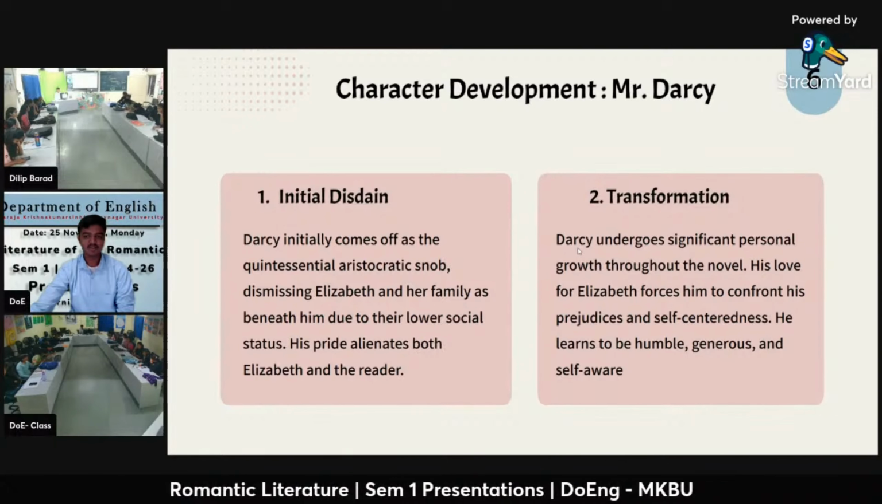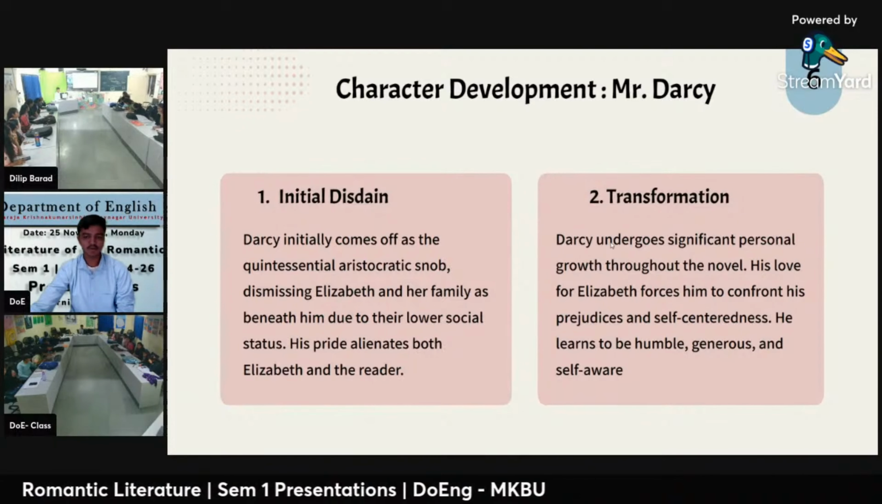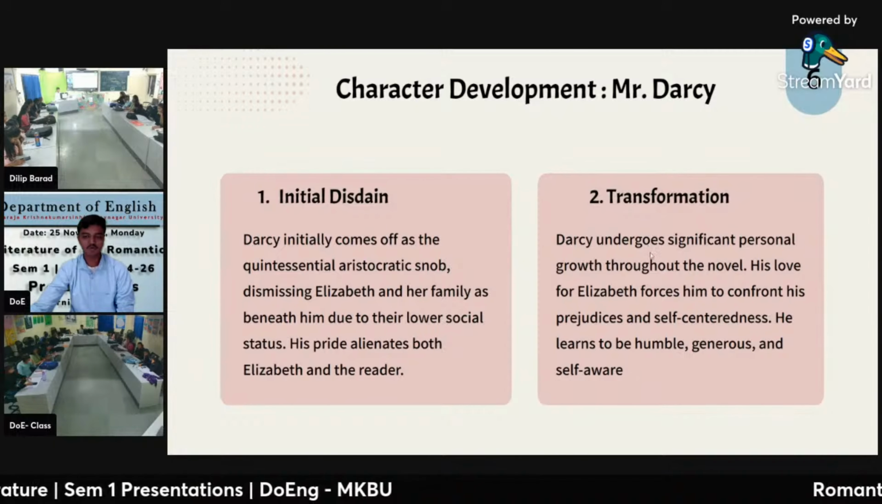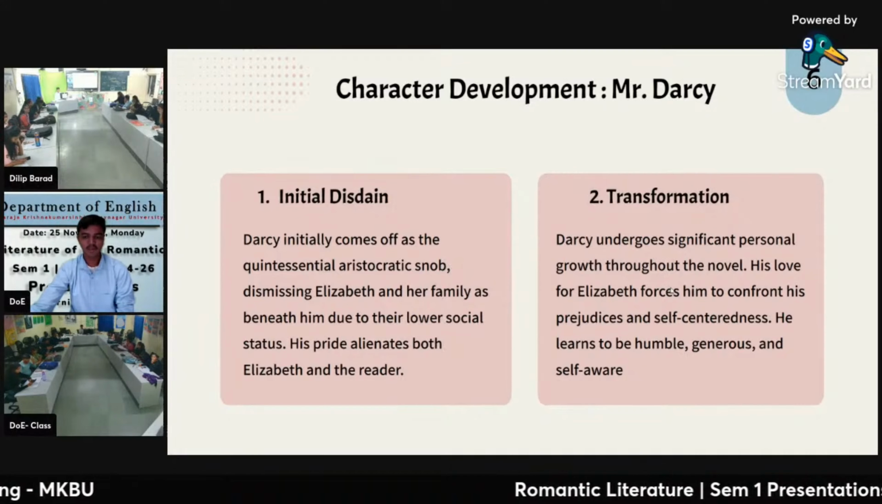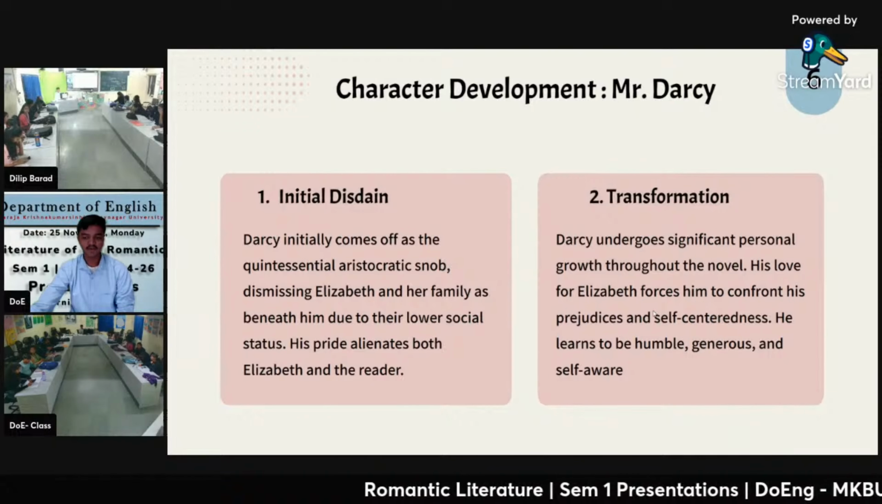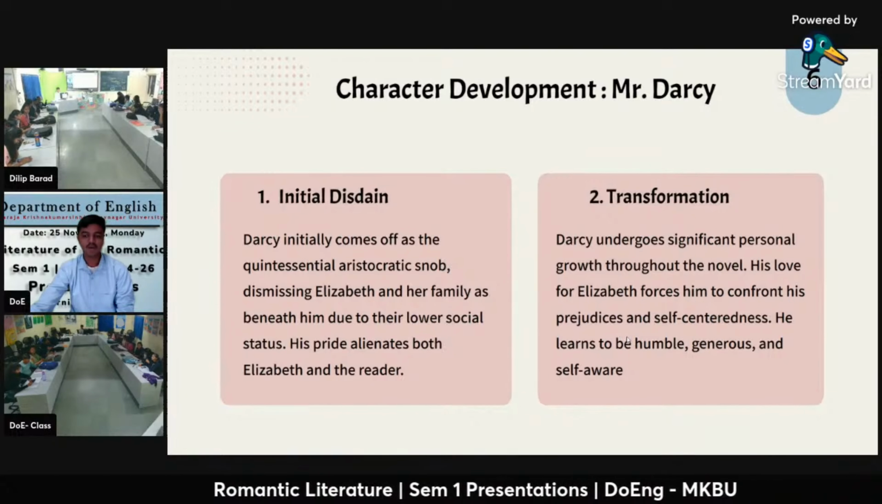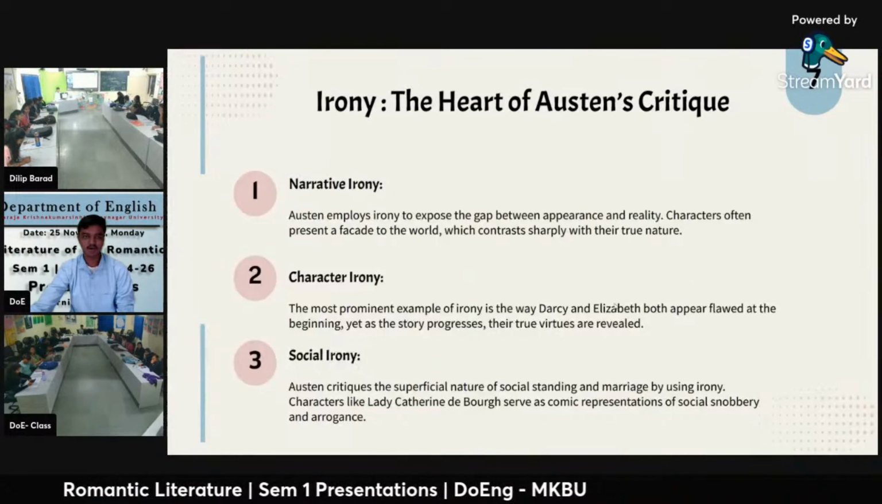Transformation. Darcy undergoes significant personal growth throughout the novel. His love for Elizabeth forces him to confront his prejudice and self-centeredness. He learns to be humble, generous, and self-aware.